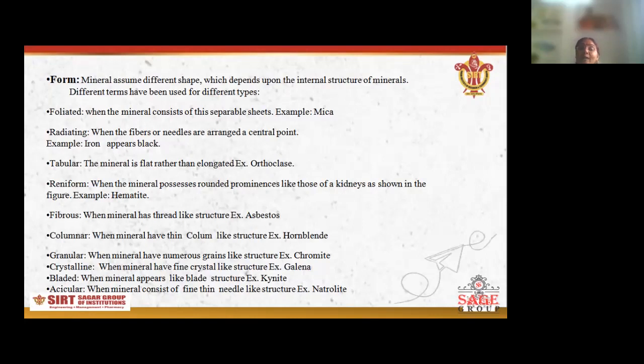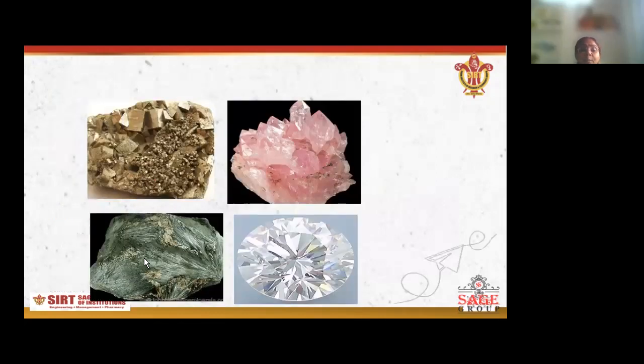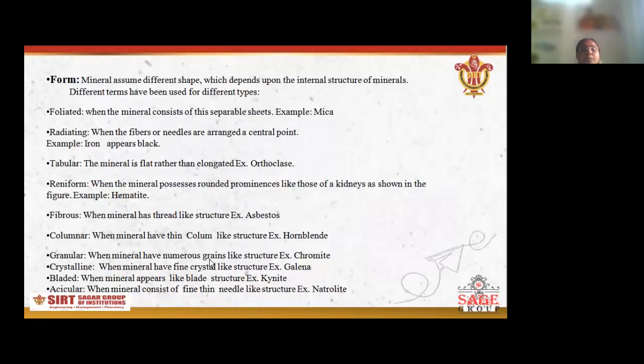Tabular: the mineral is flat rather than elongated. Orthoclase always gives the tabular form. Reniform: when a mineral possesses a round, kidney-like shape, it is considered reniform. An example is hematite. Fibrous, like asbestos: just like fibers, or an aggregate of fibers. Asbestos shows the fibrous form.